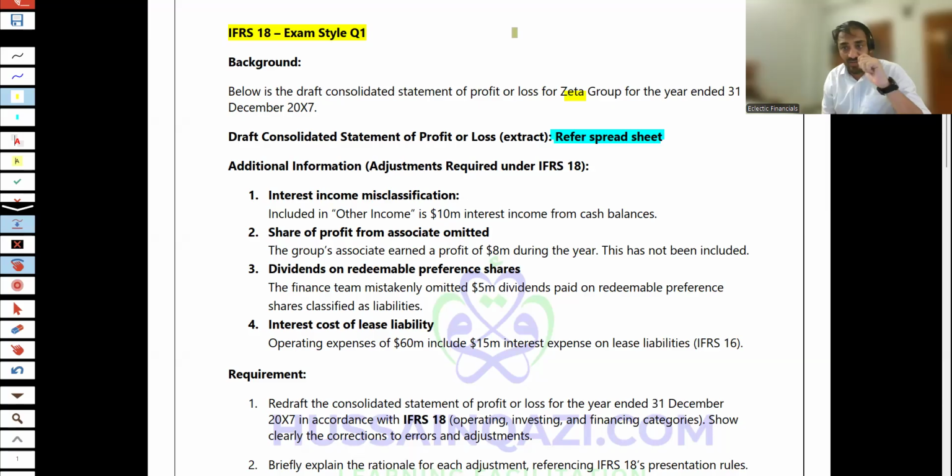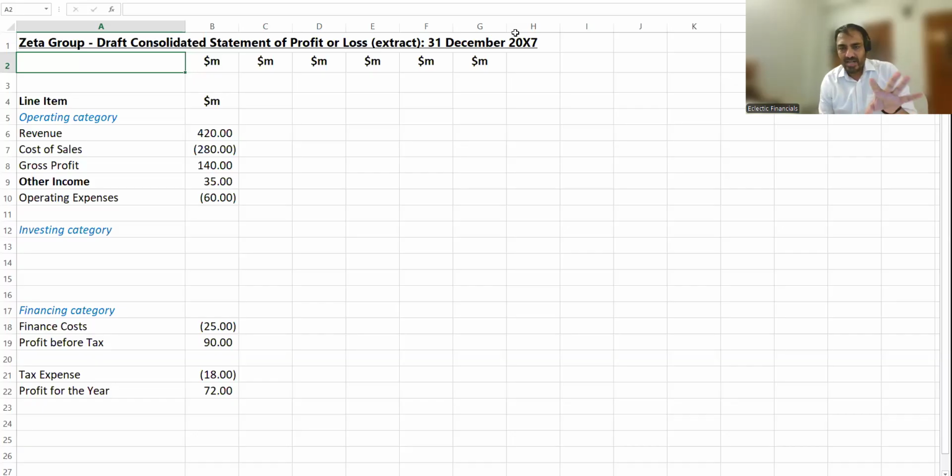Another session. IFRS 18. IFRS 18 exam style question number 1. The first agenda of this session is what if IFRS 18 is examined with question number 1. So the picture will be like this. Pre-populated sheet. Here the case is a consolidated income statement, but some adjustment is required for IFRS 18. Very interesting situation.